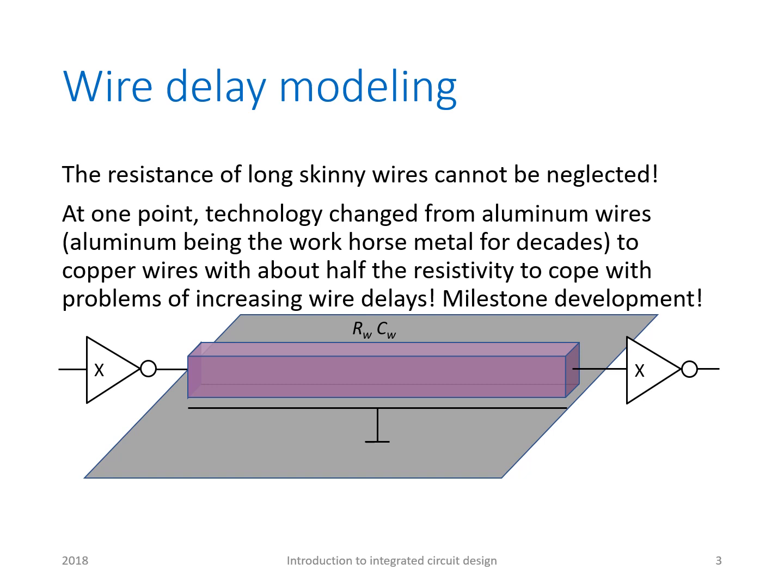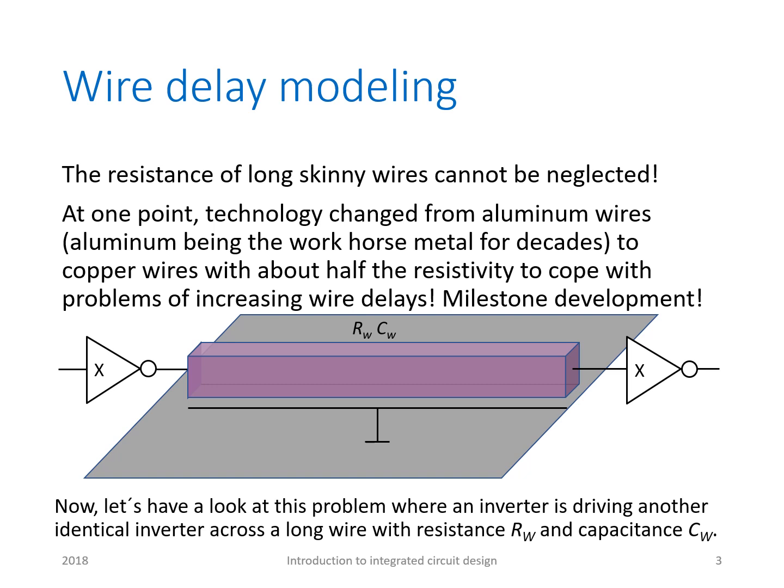The resistance of long skinny wires cannot be neglected. At one point, technology changed from aluminum wires, aluminum being the workhorse metal for decades, to copper wires with about half the resistivity to cope with problems of increasing wire delays. This was a milestone development.